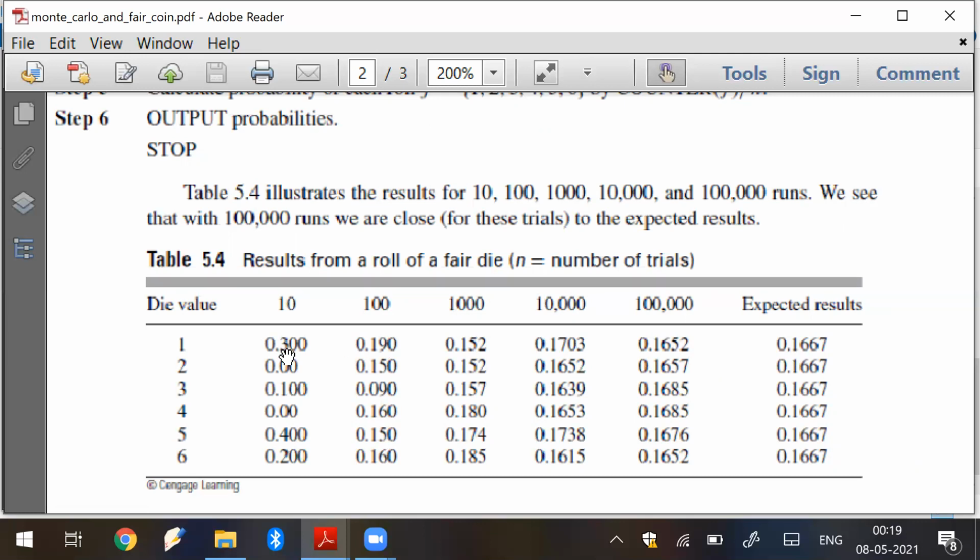The same holds for this case. Again, if you take 1,000, it gets even closer. 10,000 is much closer, and at 1 lakh it is almost 0.1667, which is the expected result.